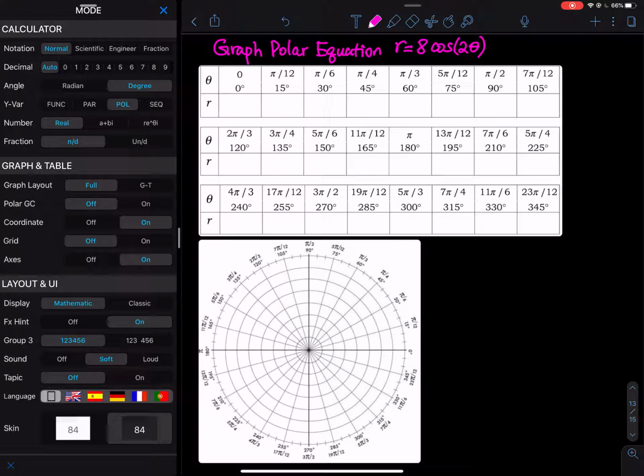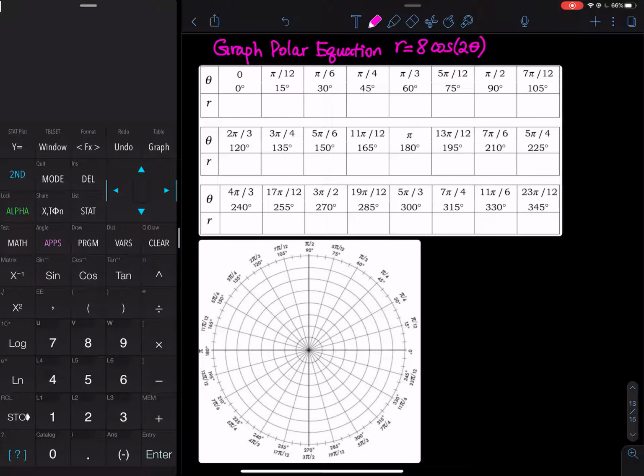After that, you click 2nd mode to quit. Then you press the y equal key and input the polar equation. This is the previous problem. We have 8 times cosine of 2 times theta. The theta just hit the x key, because the calculator is in polar, it doesn't take x anymore, it takes a theta. So 8 times cosine of 2 theta.